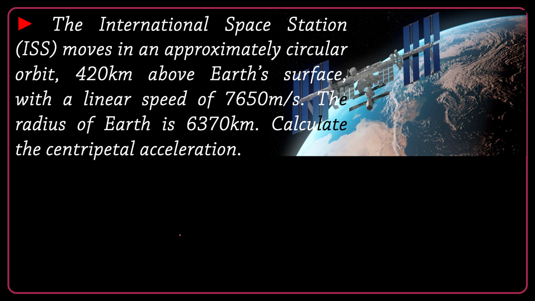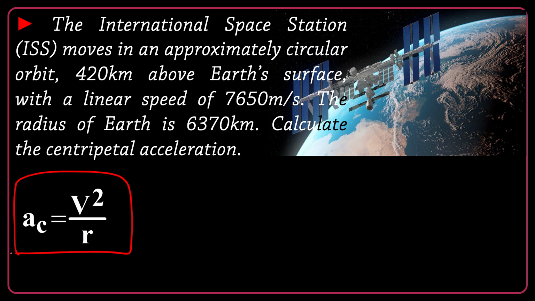The International Space Station, ISS, moves in an approximately circular orbit 420 kilometers above the Earth's surface, with a linear speed of 7,650 meters per second. The radius of the Earth is given like that. Calculate the centripetal acceleration.